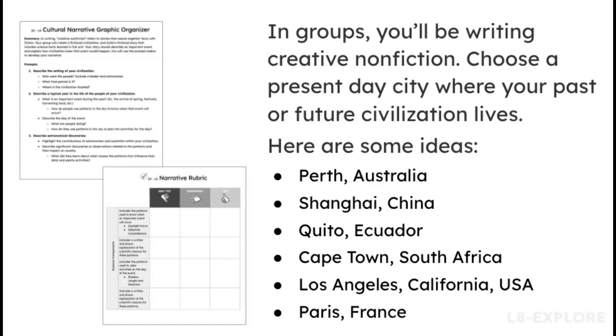For the Explore portion, you'll put students into groups and provide them with the Cultural Narrative Graphic Organizer student journal page. You'll review the narrative prompts and parts of the organizer together. You'll also have students review the Narrative Rubric student journal page. Provide each student with a particular present-day city where their past or future civilization lives. Some examples of cities are provided.